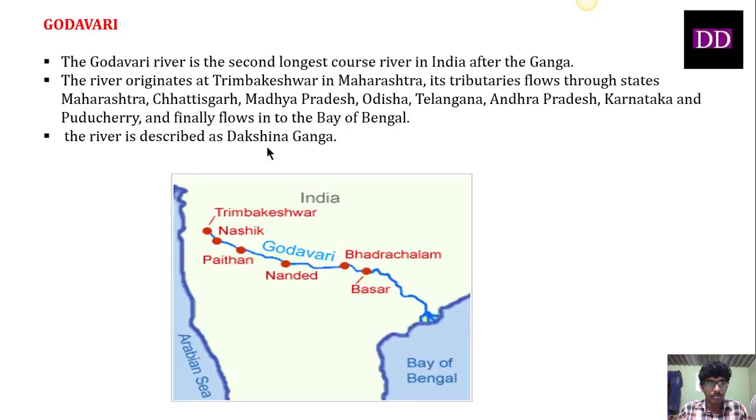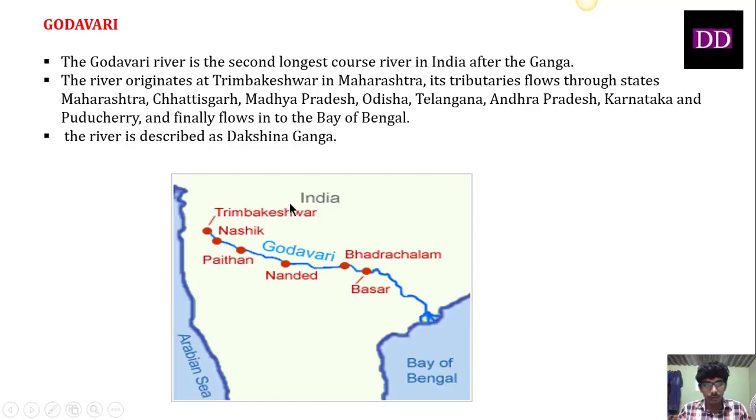Okay, and the next one is Godavari. Godavari is the second longest coast river in India after Ganga. It originated in Trimbageshwar in Maharashtra, and it flows through the states of Maharashtra, Chhattisgarh, Madhya Pradesh, Odisha, Telangana, Andhra Pradesh, Karnataka, Puducherry. Finally it flows into the Bay of Bengal. These are all the states that this river flows through. It is also known as Dakshina Ganga.